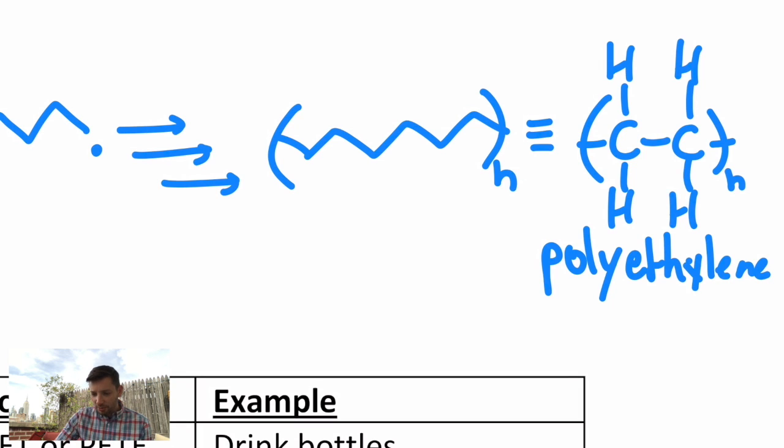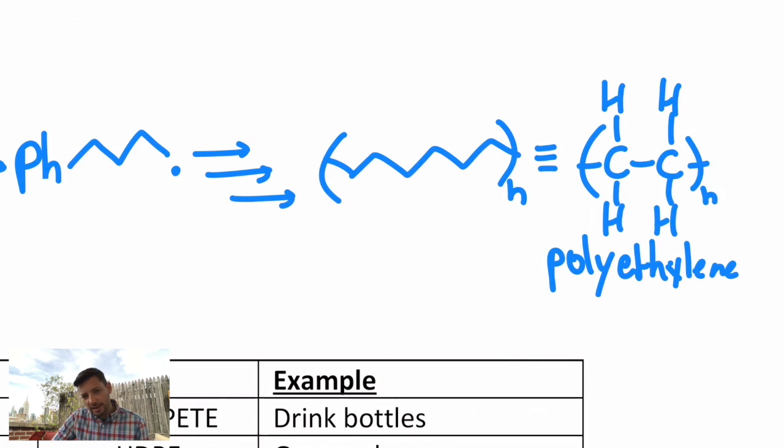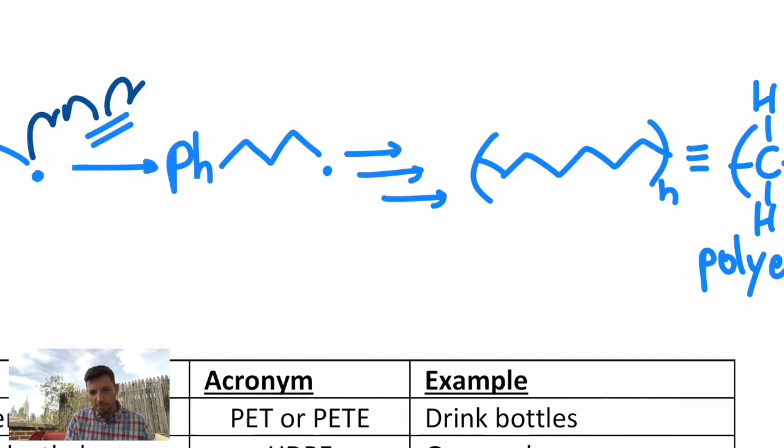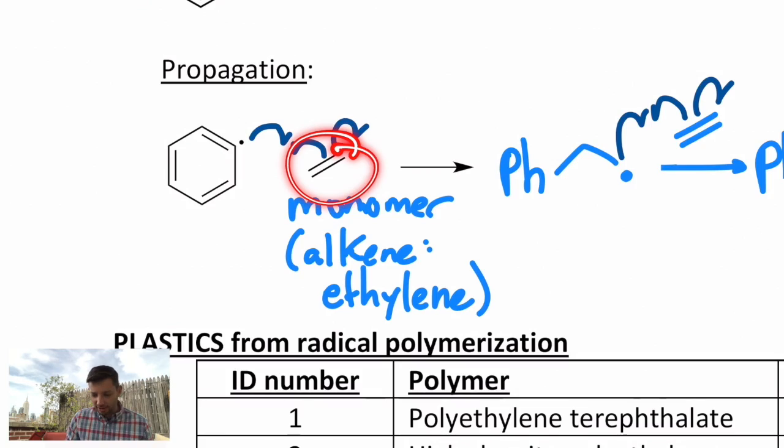You might wonder, why don't we just draw a CH2 inside a pair of parentheses and show that? That would communicate the same information. However, it doesn't show what the monomer actually looked like. We like to show what the actual monomer was, in this case, a molecule of ethylene.